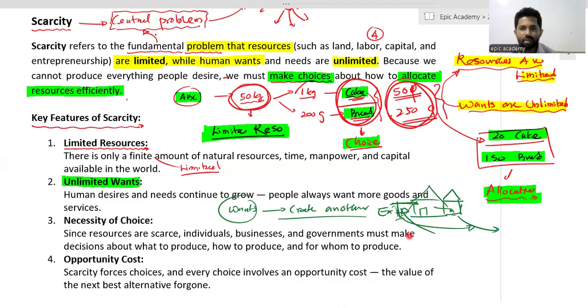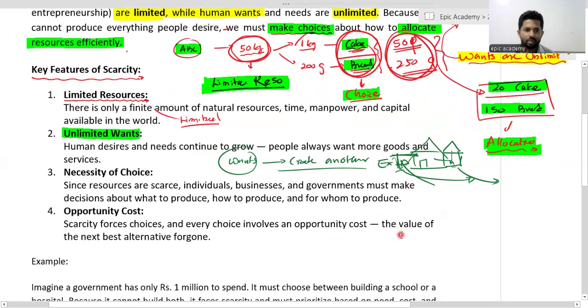It is very hard to understand. I know that it is complex. Just consider yourself. After consuming something, your mind says another thing, one by one, one by one. There's no limit to wants. That is why scarcity arises. It's a key feature.